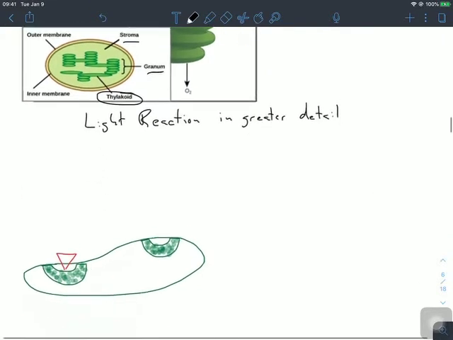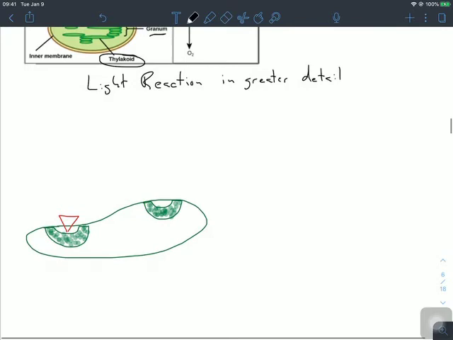Now, I've drawn out a thylakoid here with a little bit of a bump to it, so that we can keep track of the energy state. We'll know that the energy of a molecule increases as we send it more vertical.